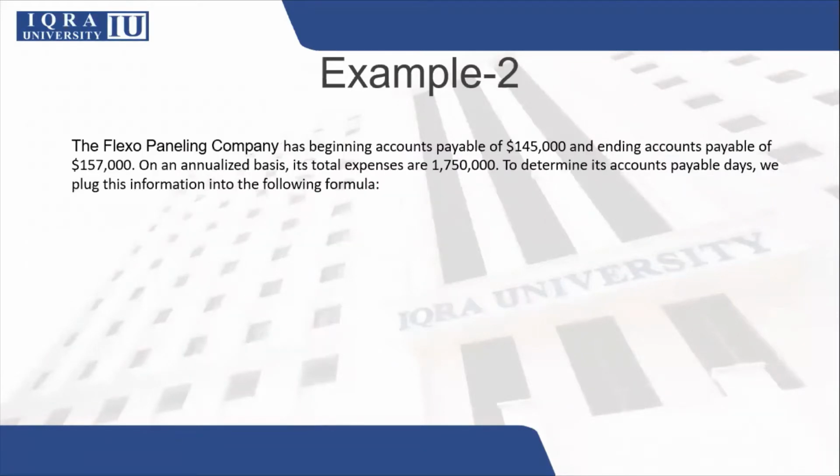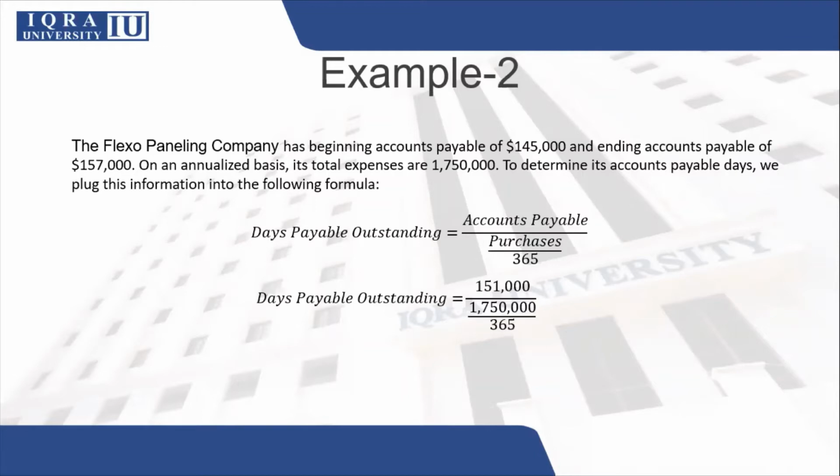Now moving ahead to example number 2, the Flexo Paneling Company has beginning accounts payable of 145,000 and ending accounts payable of 157,000. On an annualized basis, its total expenses are this much. Determine its accounts payable days. We plug this information into the following formula. So we need to calculate the days payable outstanding.